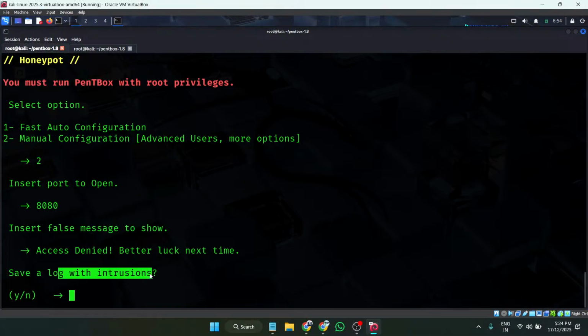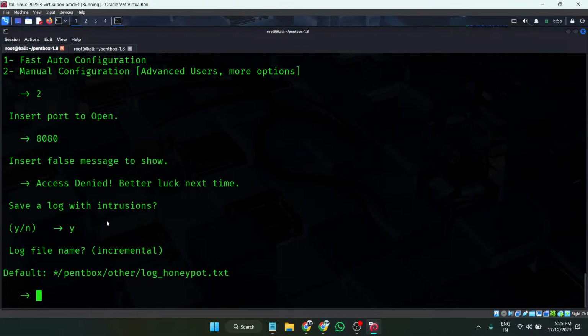Save a log with intrusion. It also asks us whether we want to save the log whenever there is any kind of intrusion, showing where it was coming from. If we want to, we can simply say yes. If we don't want to, we can put no. Let's do yes for this time. Here you can see it is telling us where it will be stored. This is the default thing in the pentbox, log.honeypot.txt. I'm going to copy the path already.